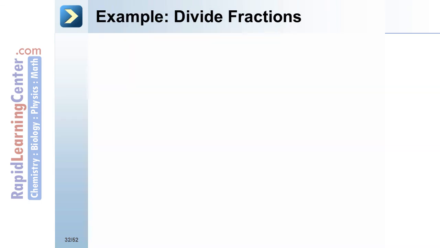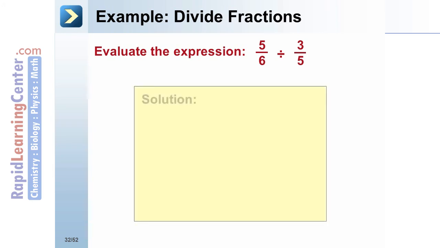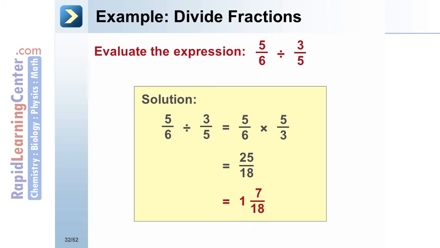Example: divide fractions. Evaluate the expression 5/6 divided by 3/5. Solution: flip the second fraction and change the operation to multiplication. 5/6 times 5/3. Simplify to get 25/18. Simplify the improper fraction to get 1 and 7/18.